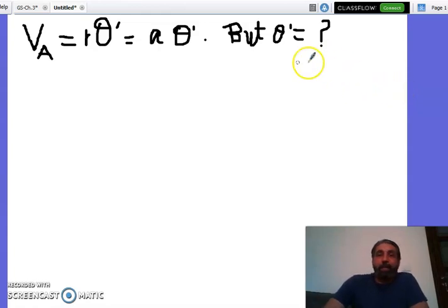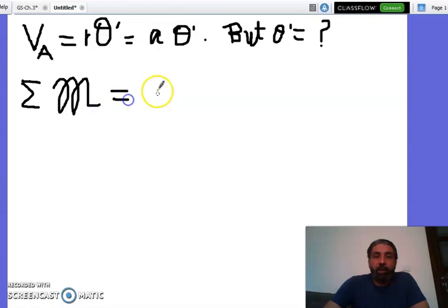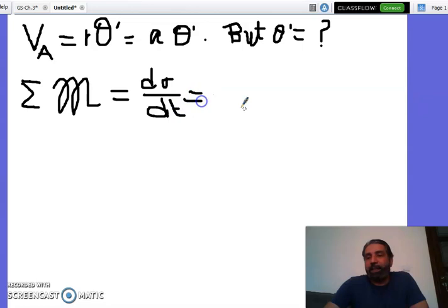Okay. So to find theta prime, we have to find the angular momentum, sigma. But also to find sigma, you have to apply what? The theorem of angular momentum. Sum of moments is equal to d sigma over dt. But as I said before, d sigma over dt is nothing more than what? The derivative, sigma prime, right? Okay. Let's find the moment now.